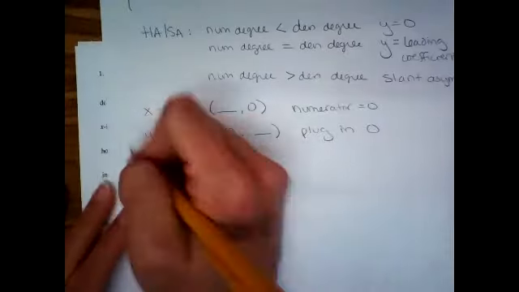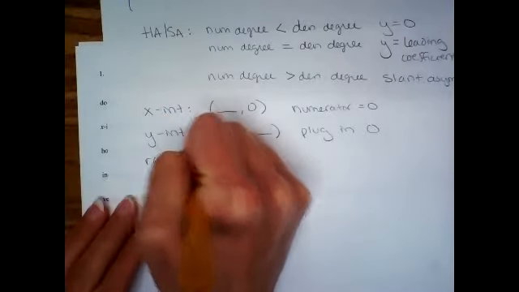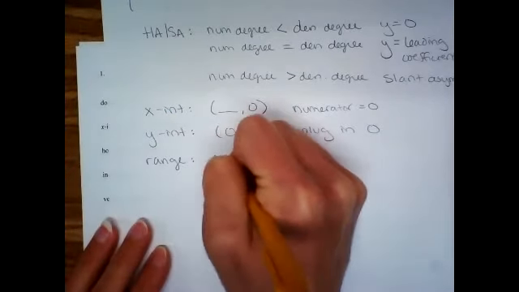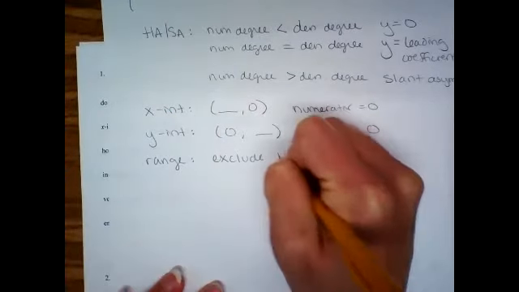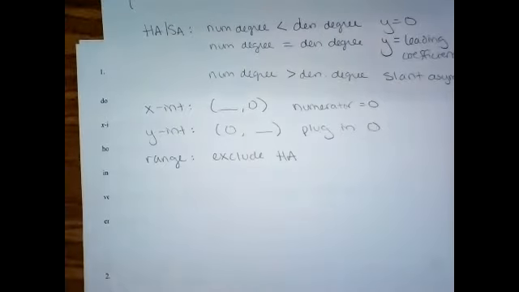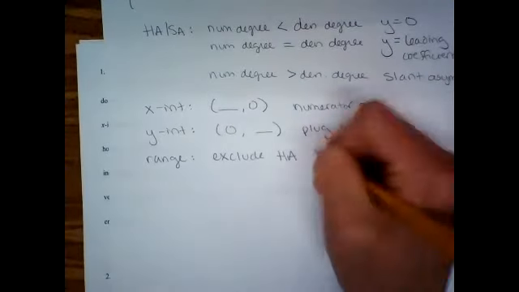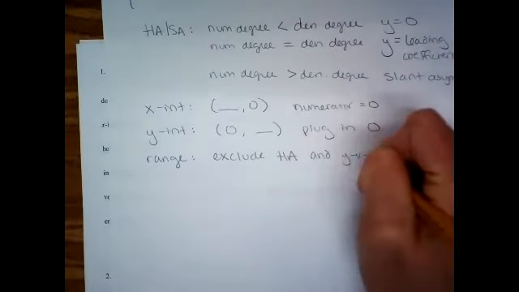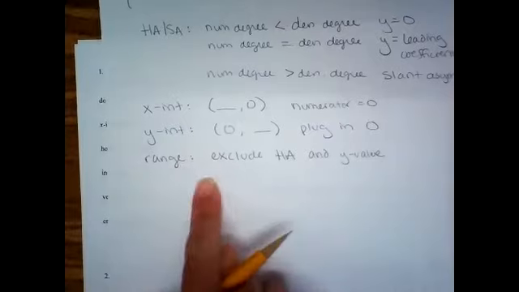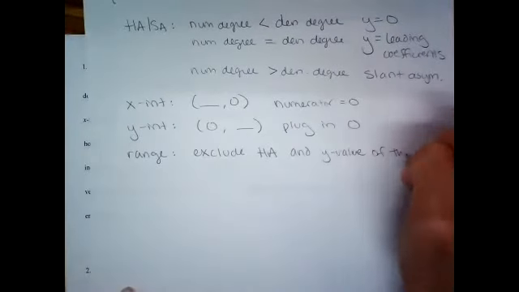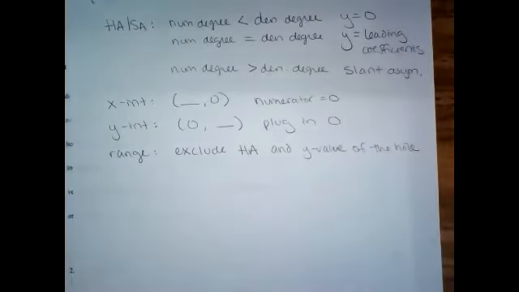All right, range. Let's go back and get all the stuff that we're missing. You're going to exclude the horizontal asymptote, if there is one, and the y value, because range is y values, of the hole. You have to leave that out because a hole is missing. You'd have to exclude that. The horizontal asymptote is where the graph levels off. It's never going to touch there.